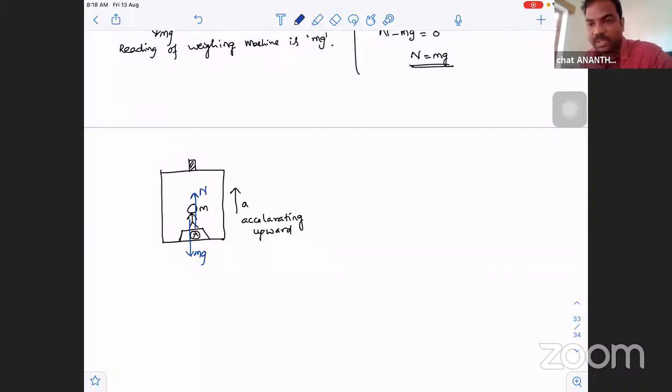To find out the normal reaction, you can observe from anywhere. You can observe from the ground. You can observe from the inside also, inside the lift. It is your choice where you observe from.